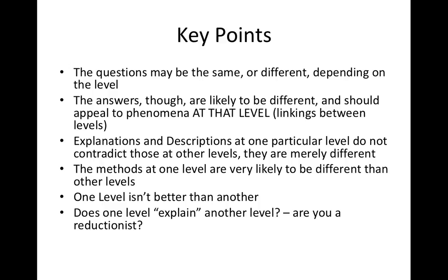And we should always appeal to phenomena at that level if we're trying to understand misbehavior at a neuronal level. It would be unfortunate, I think, to answer the question with something about the classroom environment, for example, because we have to make links between the levels in order for us to really understand. We could make some causal statements or some correlative statements, but causal statements should be restricted within a particular level. Explanations and descriptions at one particular level do not contradict those at other levels.